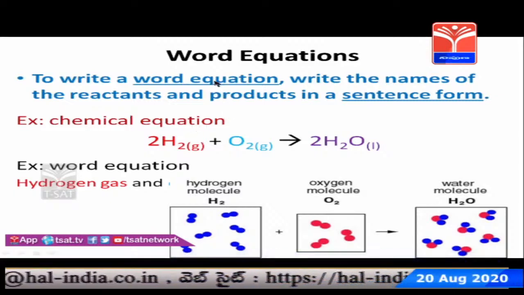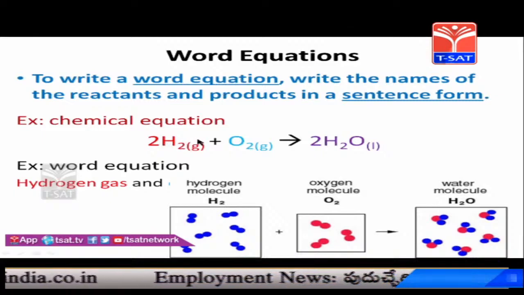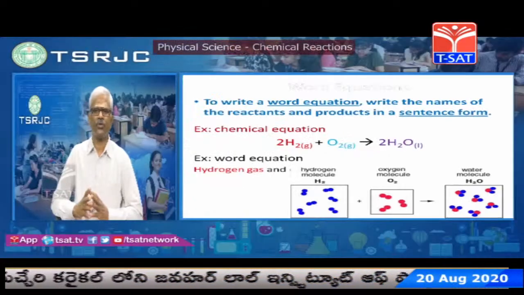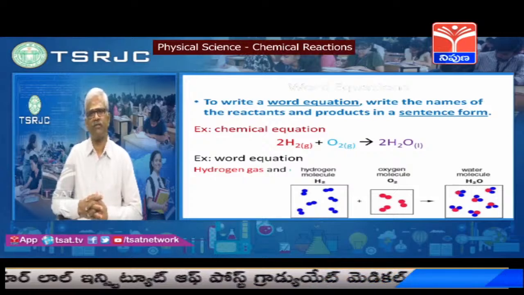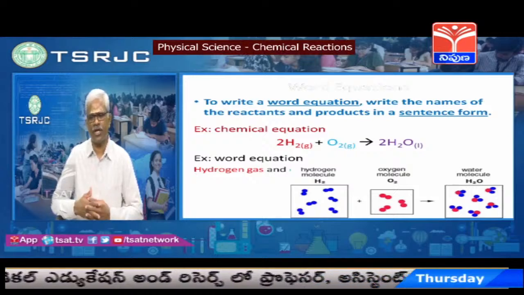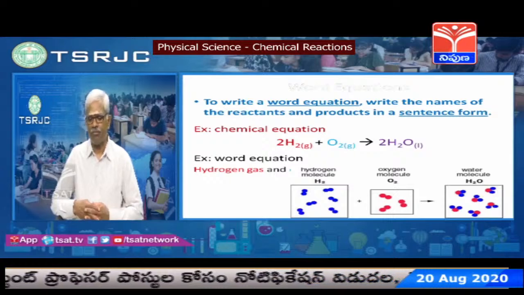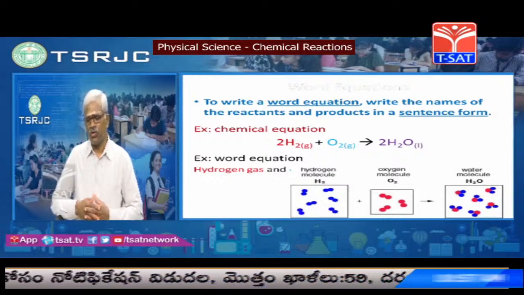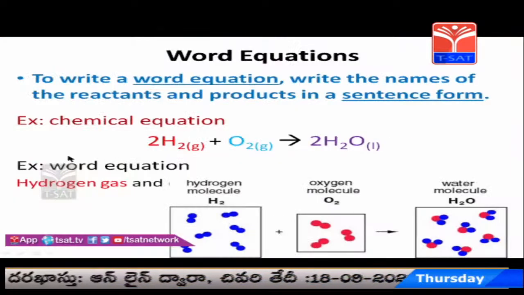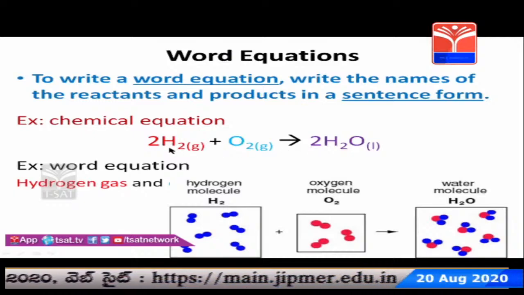The same word format will be represented in the form of equation. Why should we write equations? It is very difficult to write the words, sentences for all the reactions. It is a lengthy process and also a time taking process. That is why we give symbols to the elements, and using valency numbers we write the molecular formulae. By using molecular formulae, we write the equation like this.